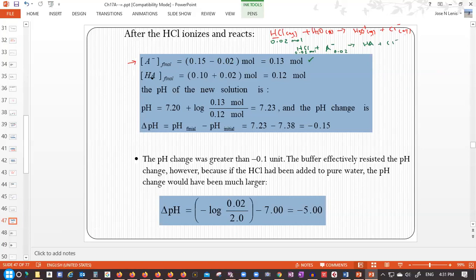And the concentration of HA is going to change, because the same reaction is making HA, the acid. By how much? 0.02, because this is a strong reaction. It goes all the way down. So it's going to add acid: initial plus whatever comes from here. So the concentration of A minus goes down and the concentration of the acid goes up.